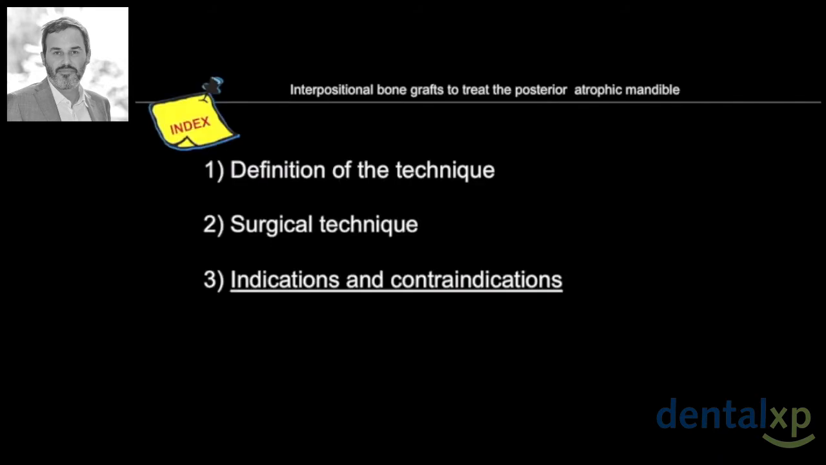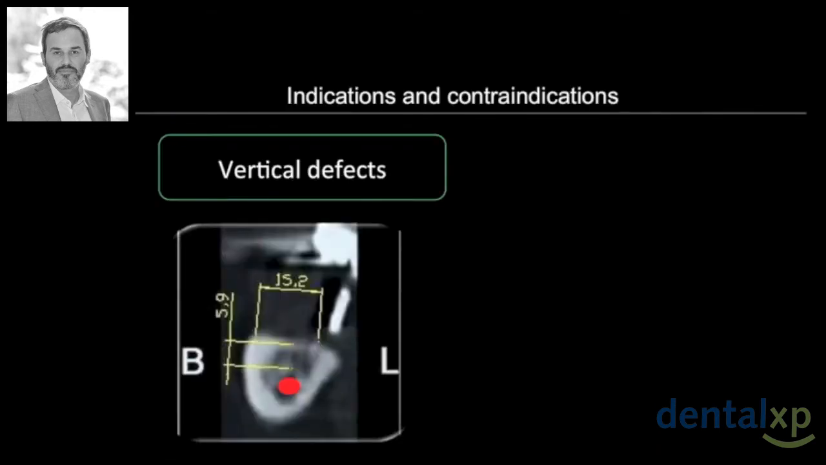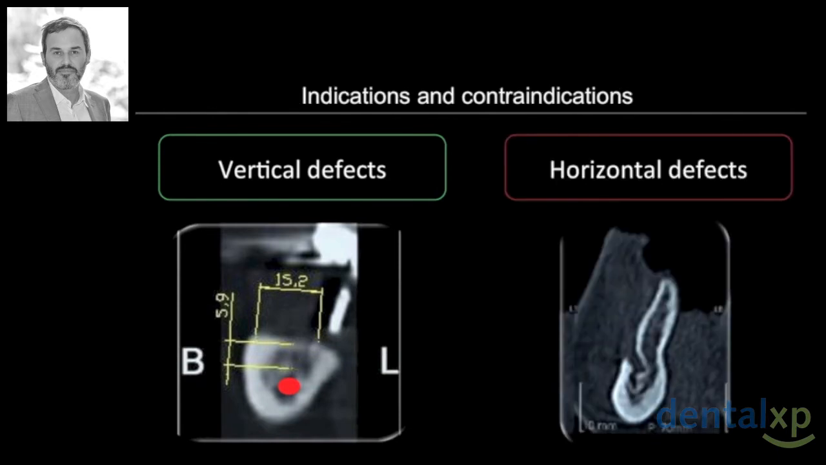When can inlay be used and when is it not possible? I use the inlay technique for vertical defects. Vertical defect, that is the crests with adequate residual bone thickness but insufficient height for implant placement. I don't use this technique for horizontal defects, and I will explain why.